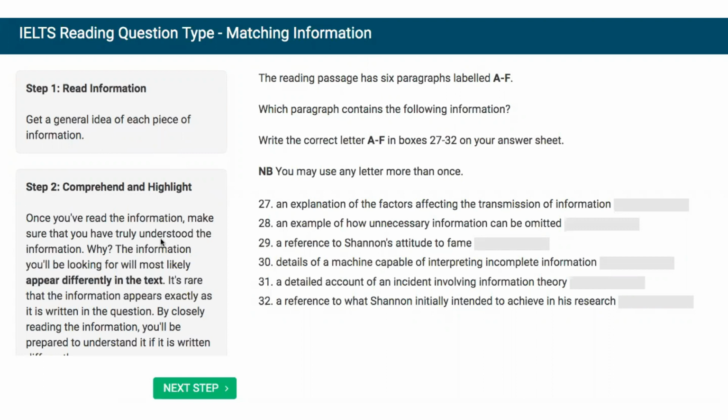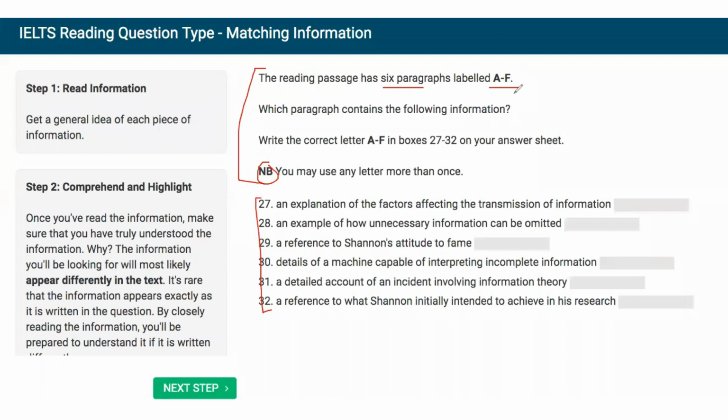Here we are with our step-by-step example. On the left-hand side, you'll see steps 1 and 2, and on the right-hand side, you'll see the information. And of course, above the information, we have our lovely instructions, which are always something that we need to pay attention to. So we have a reading passage, which we'll see shortly, and the reading passage has 6 paragraphs labeled A through F. And notice we have 6 pieces of information. However, if we look here at this lovely note, you may use any letter more than once. So that means that any paragraph letter could be used more than once.